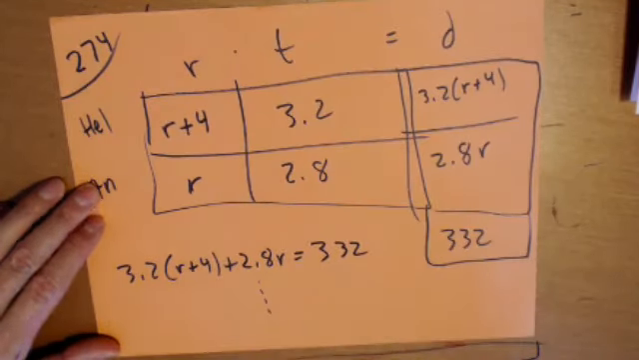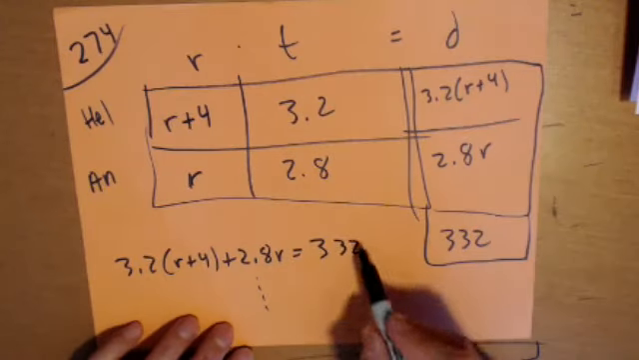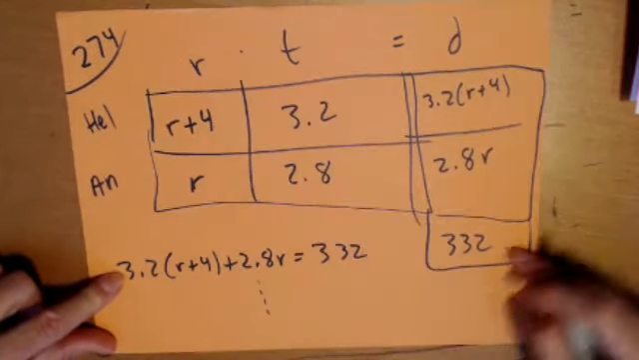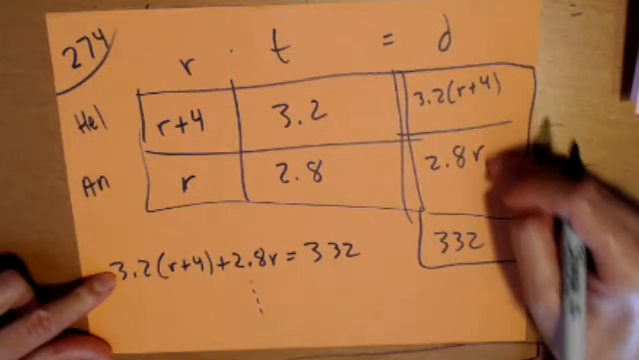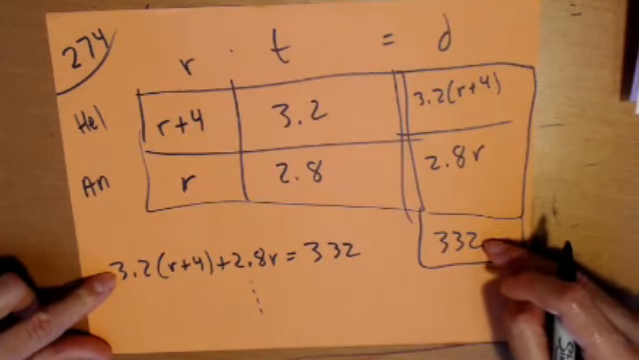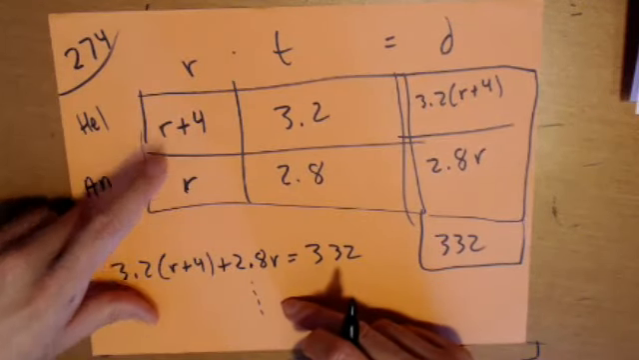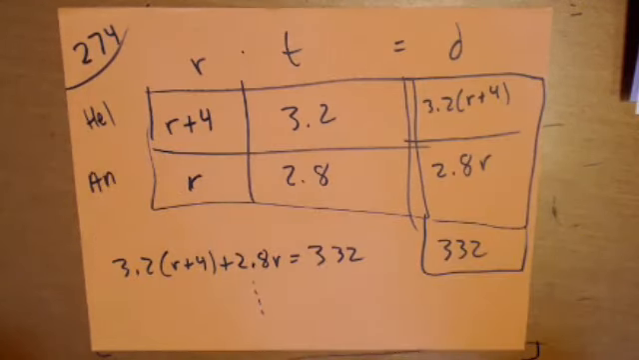Dot, dot, dot. Again, the difficult part is coming up with this line right here, setting up your little table, understanding that the distances had to add up to 332. And then right here, it should just be pretty straightforward. Solve for R, that's how fast Ann was going. Add 4, that's how fast Helen was going.